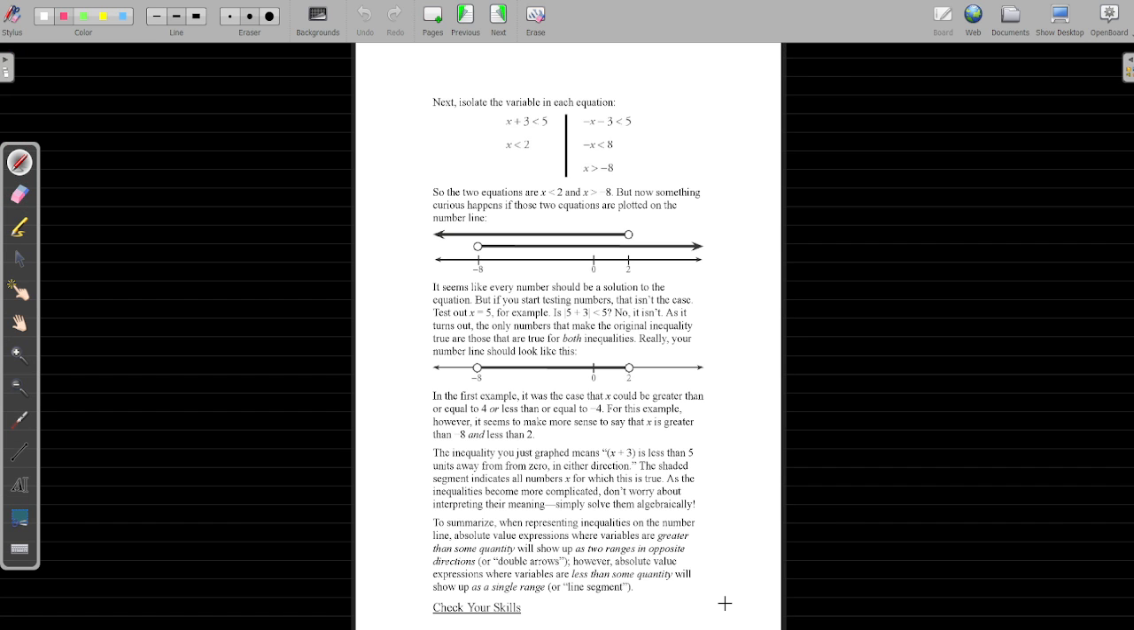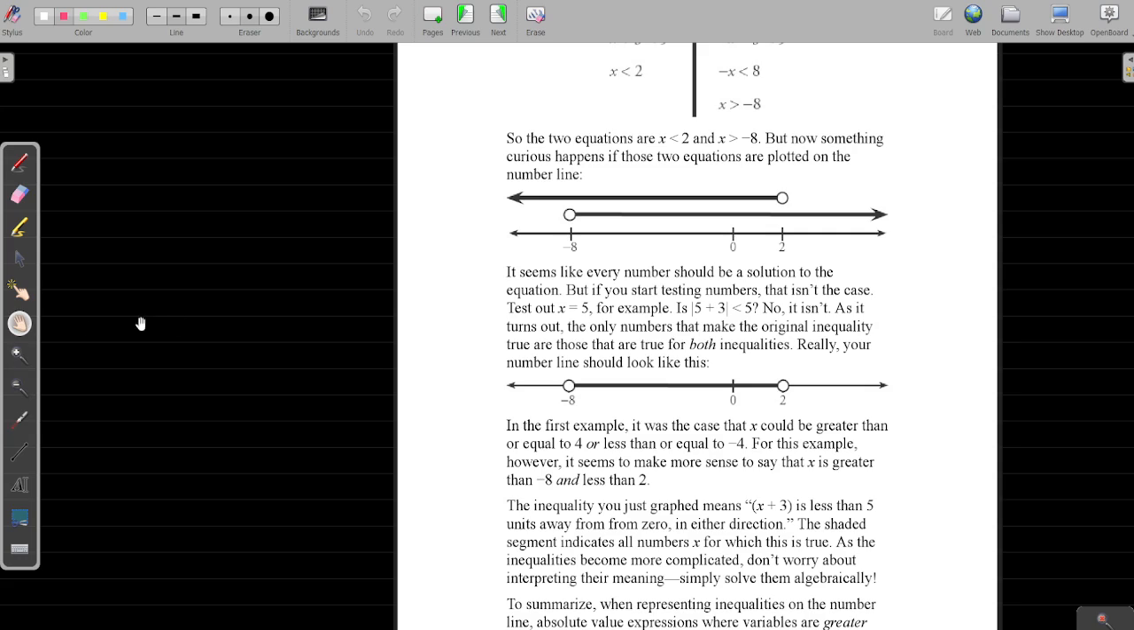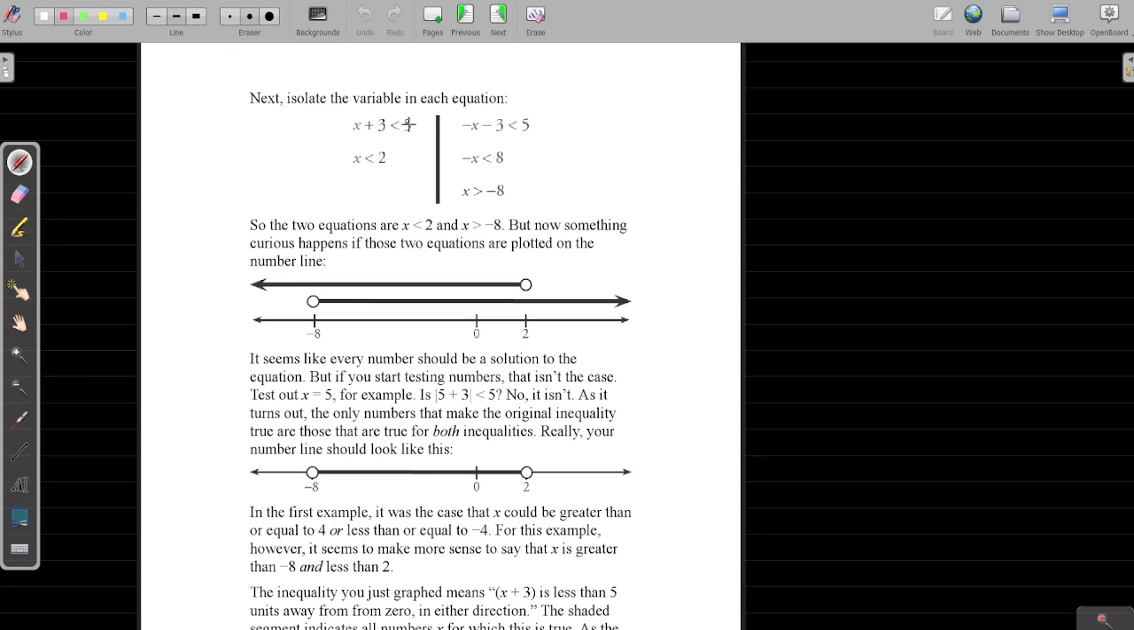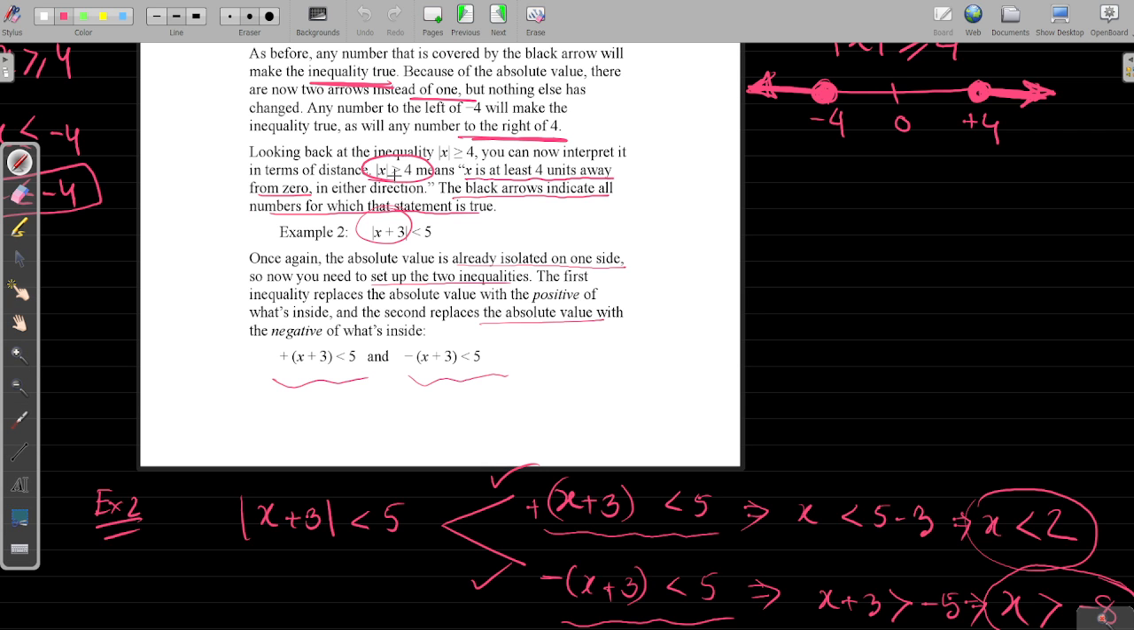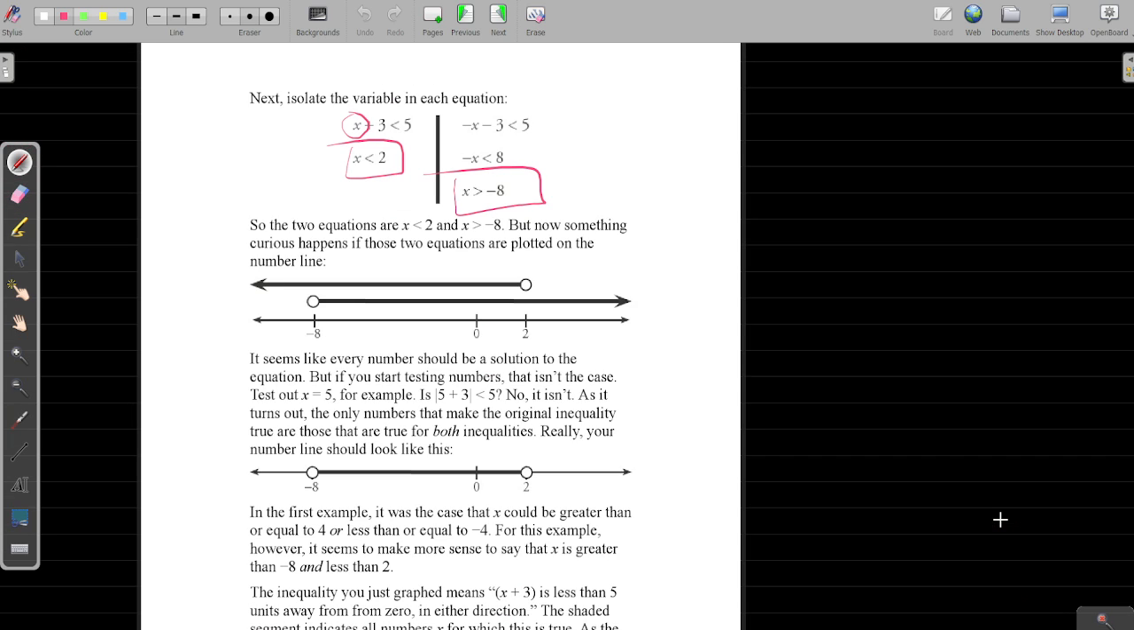Now go to the next one. If you notice this one, next isolate the variable. You just need to find the value of x. So x less than 2, and here x greater than minus 8. Our answer will be something like this: x less than 2 as well as x greater than minus 8.